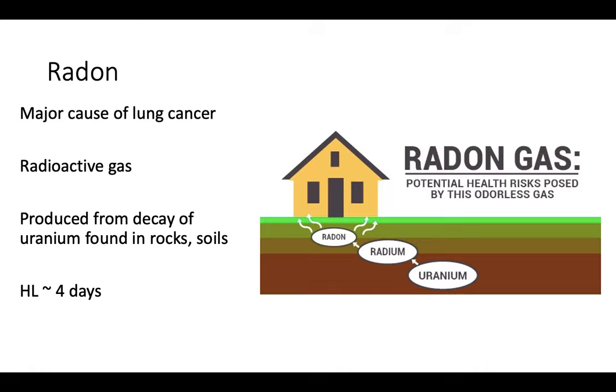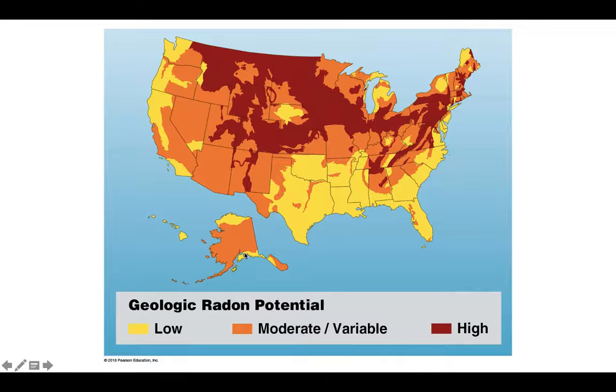Radon, however, you may probably not have heard of. This is the second leading cause of lung cancer in the United States. It is a radioactive gas that is produced from the radioactive decay of uranium that is found deep in the rocks. The half-life of radon is about 4 days, so it decays pretty quickly, thankfully. But radon is extremely risky because it can leak from underground up into the house.